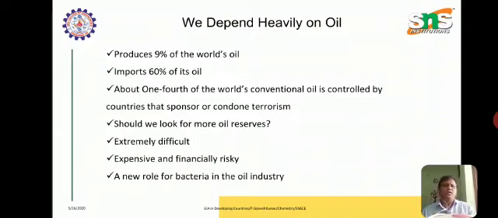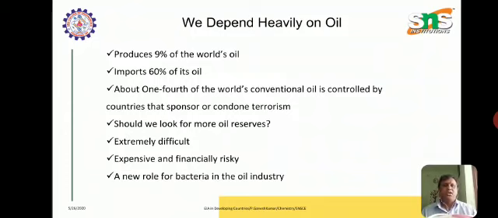So the world produces 9% of those. Particularly, thinking about the U.S., it produces 9% of the world's oil but imports 60% of its oil. So one-quarter of the world's conventional oil is controlled by countries that sponsor or condone terrorism.